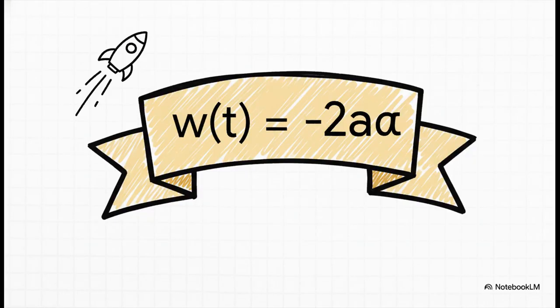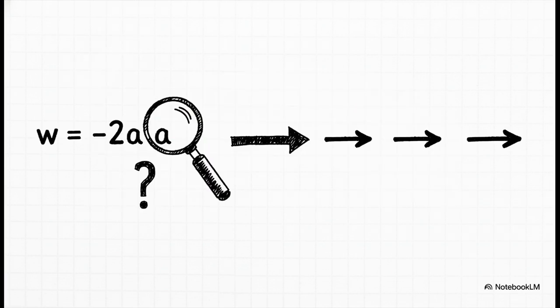That's our final expression for acceleration. The acceleration vector w is simply a constant. It's negative 2 times the vector a times the scalar alpha. Now hold on a minute. Let's pause and really look at this result. Do you notice what's missing? There's no t anywhere. The time variable has vanished.